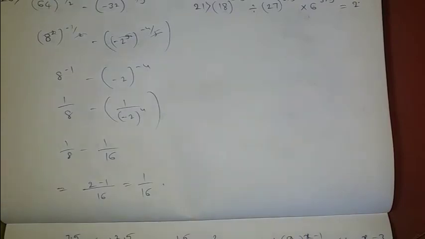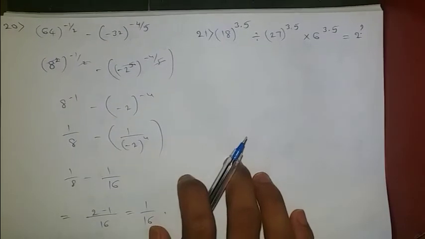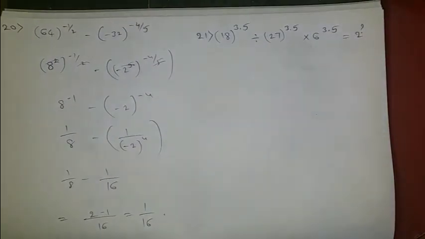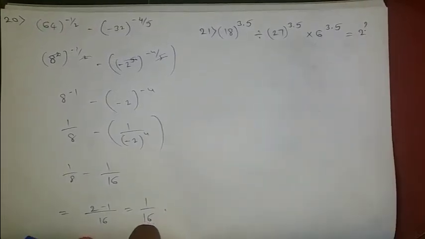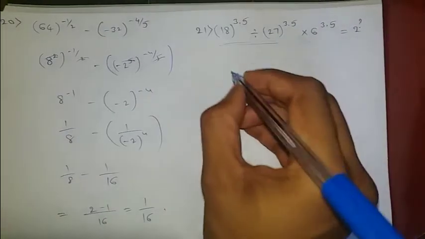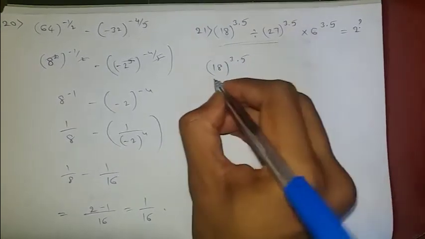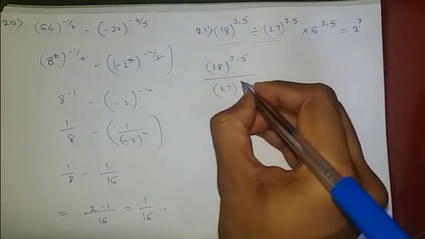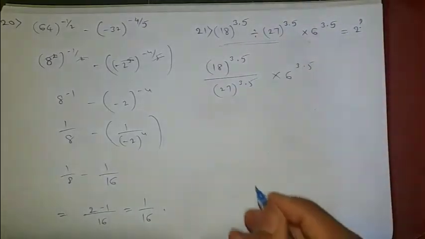Okay, let us look at the next question. What is the value of 18 power 3.5 divided by 27 power 3.5 into 6 power 3.5, which equals 2 power something? That's something we need to find out. So first we will solve the division.